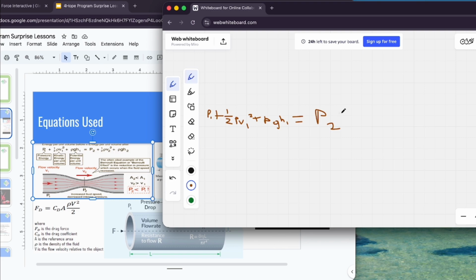It's been a while since we used the whiteboard, the handy dandy whiteboard, so don't worry, bear with me. Bear with me, Kenyans, and bear with me to the audience watching. PV2 square plus PGH2.